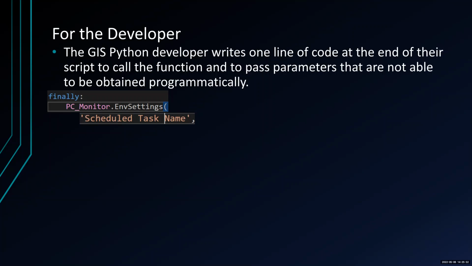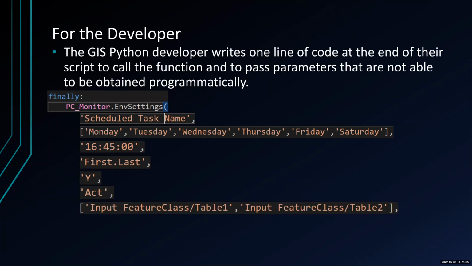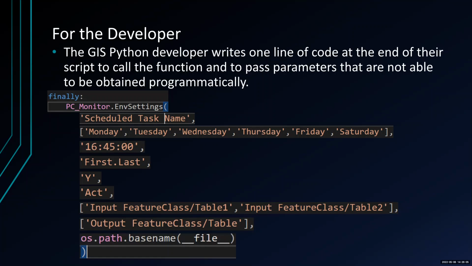The first thing that goes in is the task schedule name, the day of the week in a list format that the job runs, the time that the job runs in military time, first dot last name, whether or not the Python code is in the code repository, whether or not it's active or inactive, the input feature classes in a list as well, or the tables, and the output feature classes and table information. And then the last bit of code, it just grabs the .py file name.